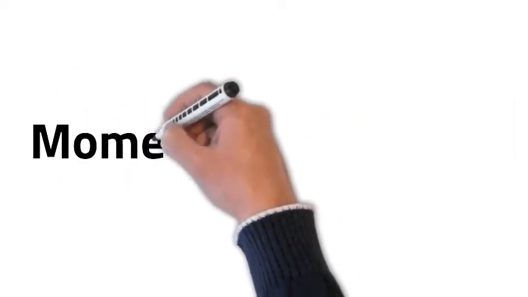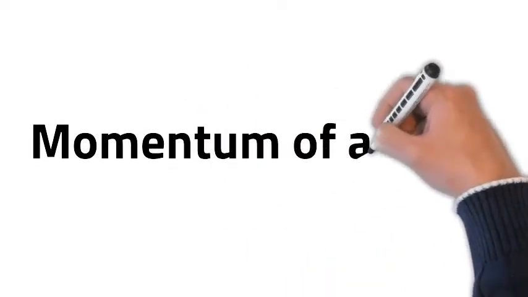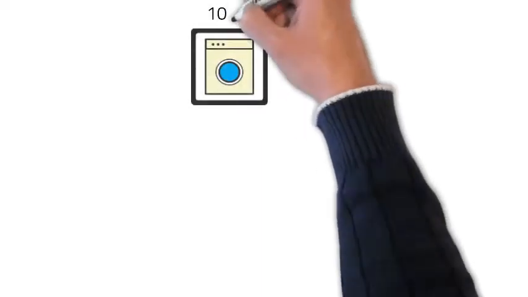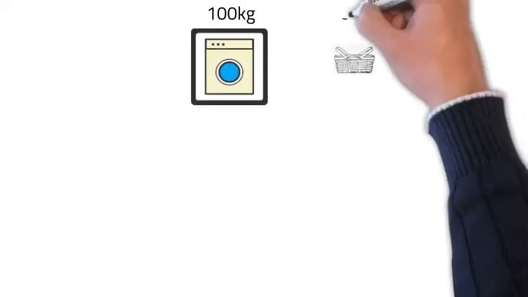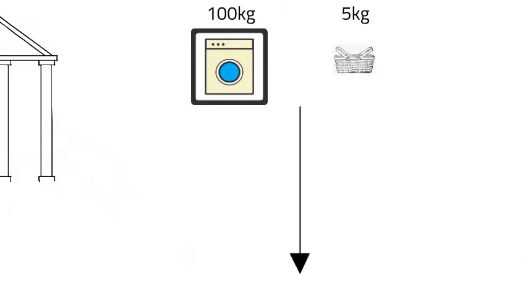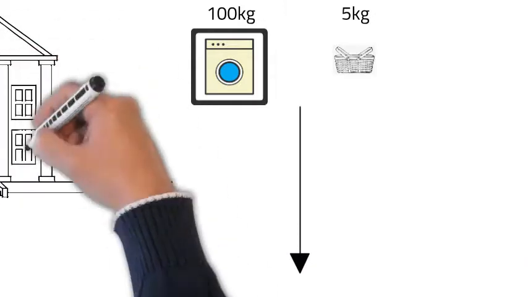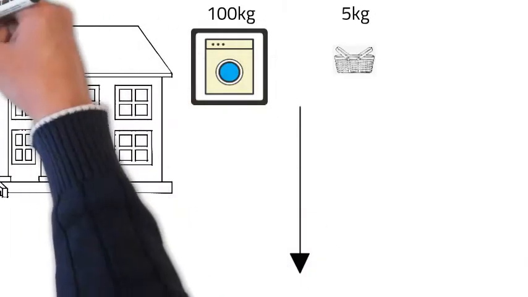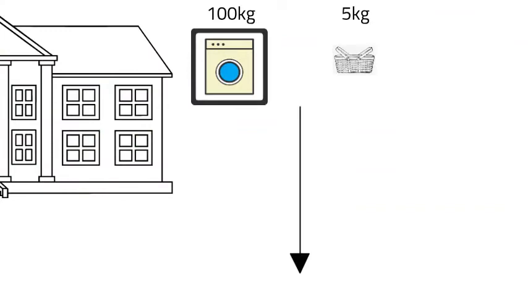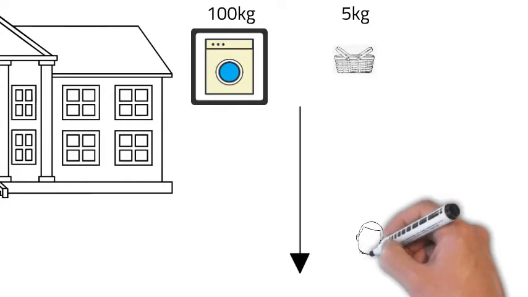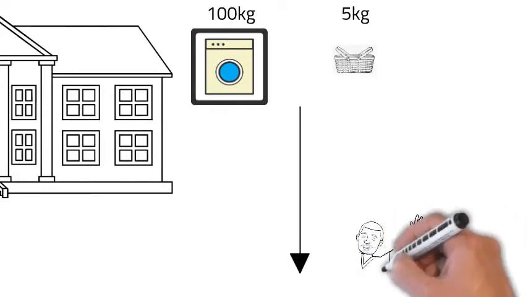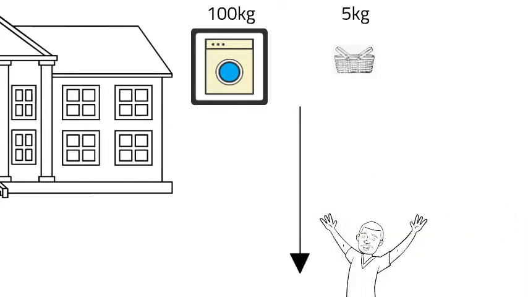What is momentum of a body? Let us understand momentum of a body with few examples. Let a washing machine of 100 kg and a basket of 5 kg fall from the second floor of a building. If you are asked to catch one of the objects, which one will you prefer? It is sure that you prefer to catch the object of 5 kg.